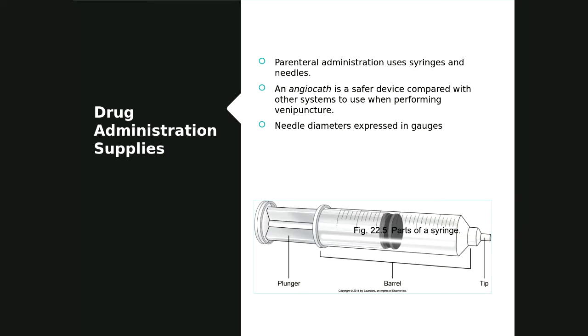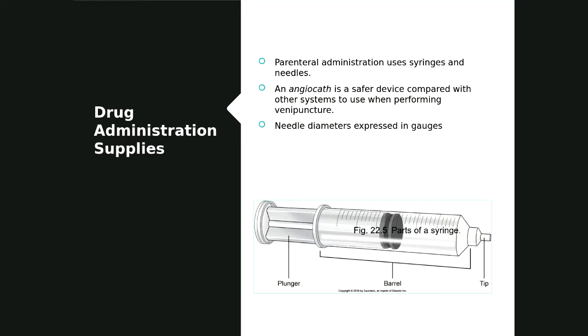When they talk about the needle diameters, those are expressed in gauges. The gauge is the thickness or the diameter of the needle. The smaller the number, the larger the hole. So the finer the needle is, the larger the gauge number will be. Like a 25 gauge needle has a very small diameter, whereas an 18 gauge needle has a larger diameter.